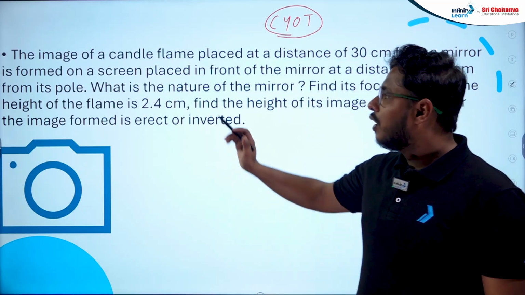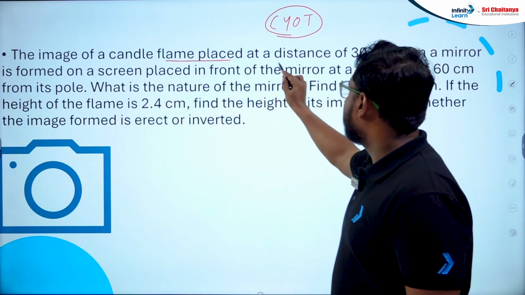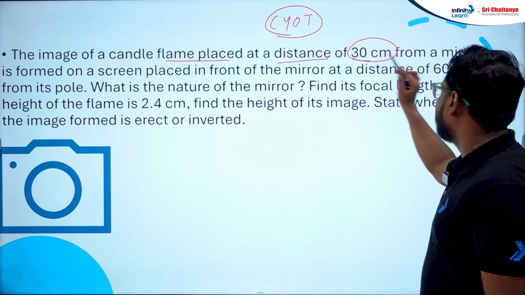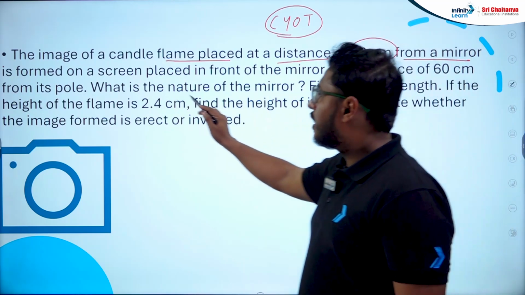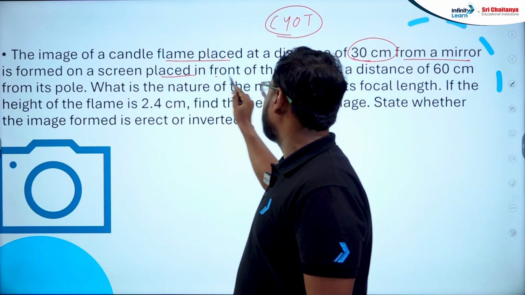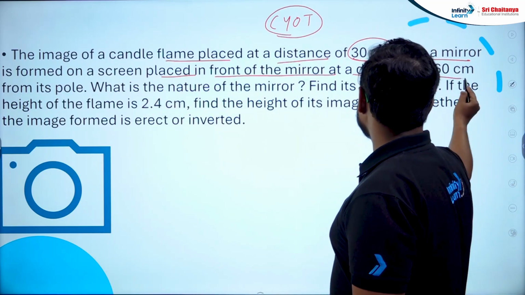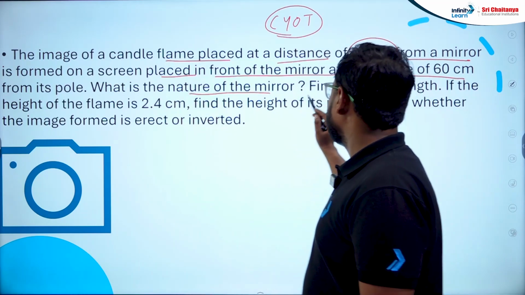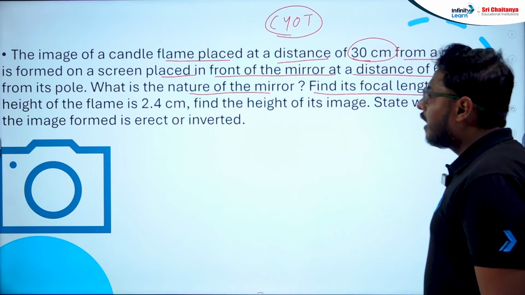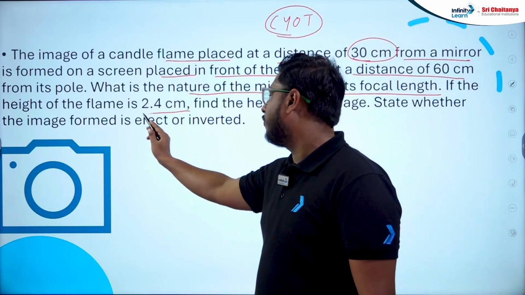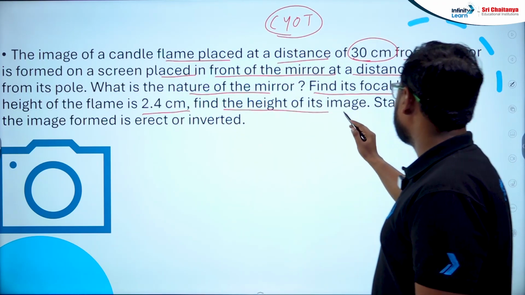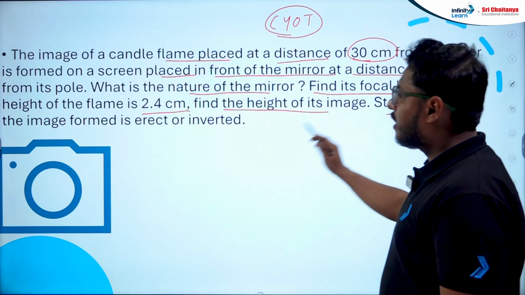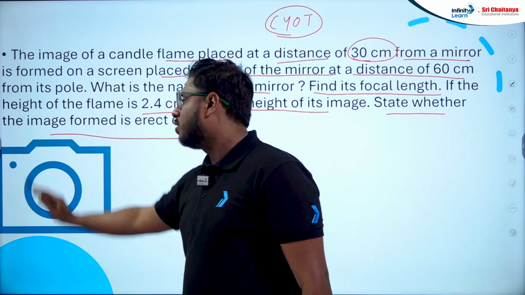Now, the image of a candle flame placed at a distance of 30 centimeter from a mirror is formed on a screen placed in front of the mirror at a distance of 60 centimeter from the pole. What is the nature of the mirror? Find its focal length. If the height of the flame is 2.4 centimeter, find the height of its image. State whether the image formed is erect or inverted.